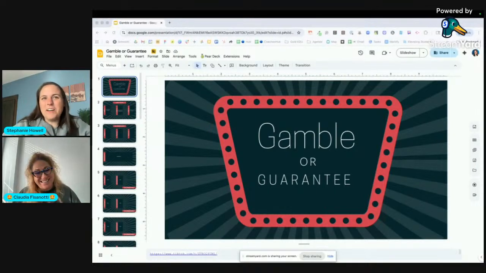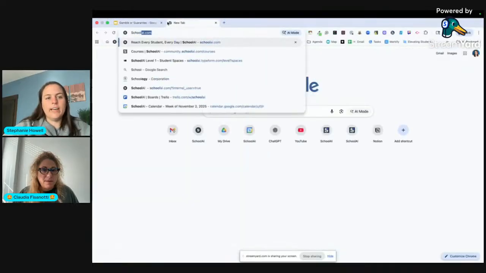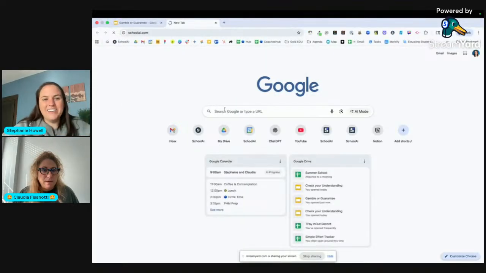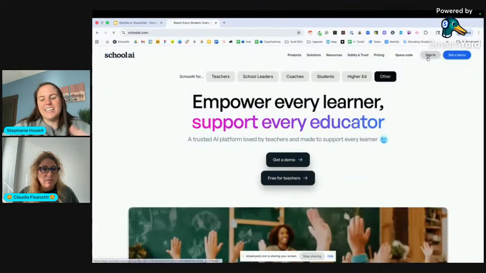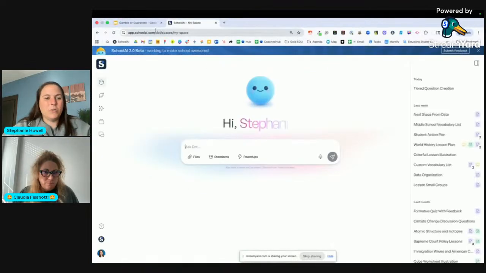Yeah, Gamble or Guarantee is a fun way to support your students' learning. What you're able to do with Gamble or Guarantee is use any questions. So all you need is questions and this slide deck, and your students just need a whiteboard. Sometimes I'll pull task cards. Other times I'll go into School AI, let Dot know what I'm teaching, and then Dot can help me create questions.